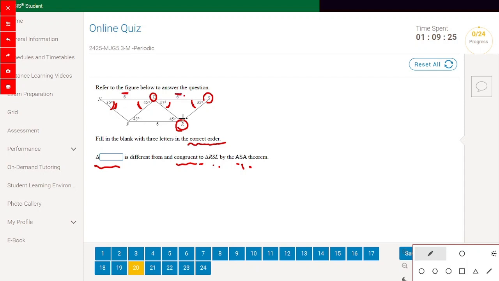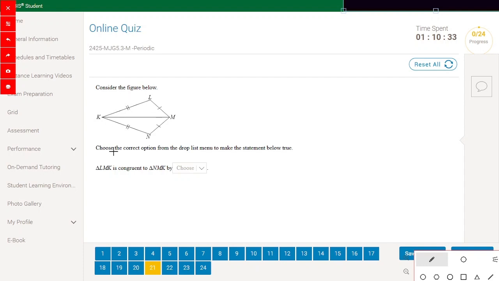So triangle RSL is congruent to BNL. So BNL, because B is congruent with R, and N is congruent with S, and L is congruent with L. So the answer will be triangle BNL.